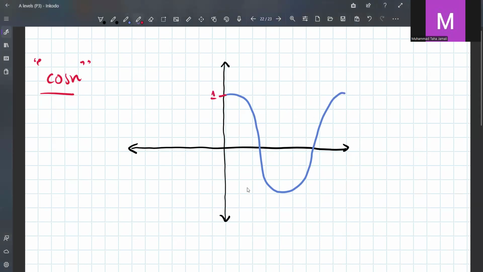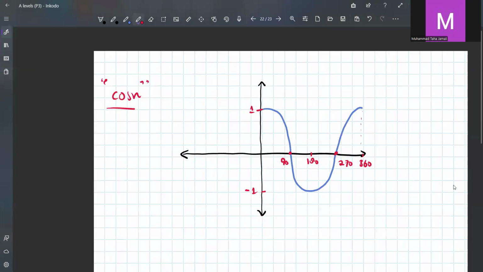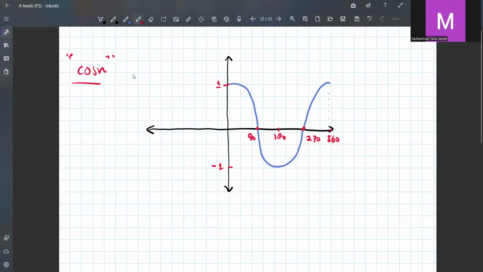This is 1, and this is -1, and these values are 90 and 270 respectively, with this being 360. And here we have 180. So this is a cos x graph, and using this, we are going to derive the sec x graph. I will just copy it down.